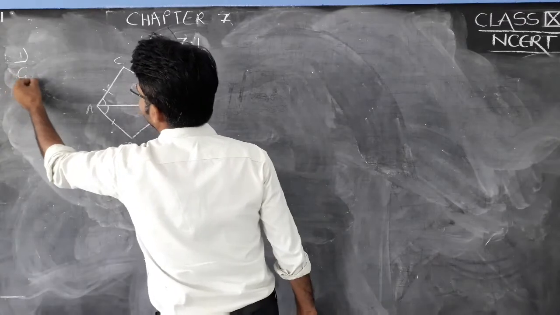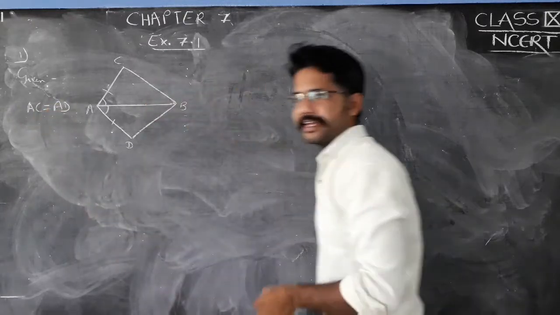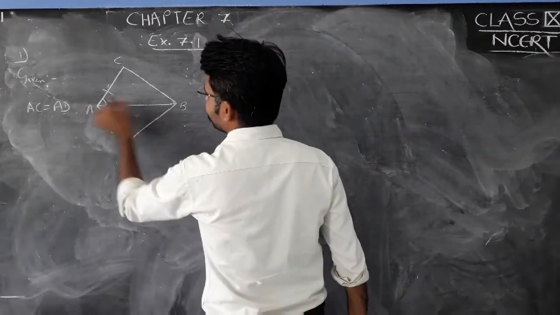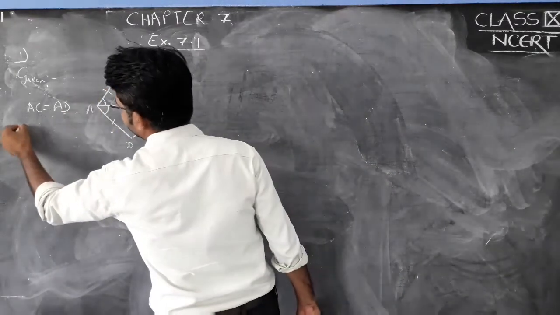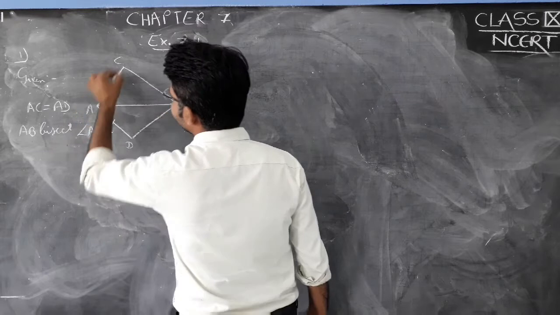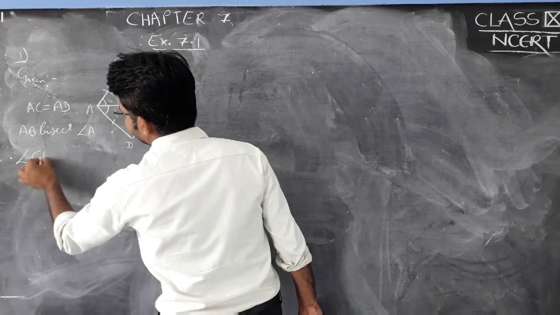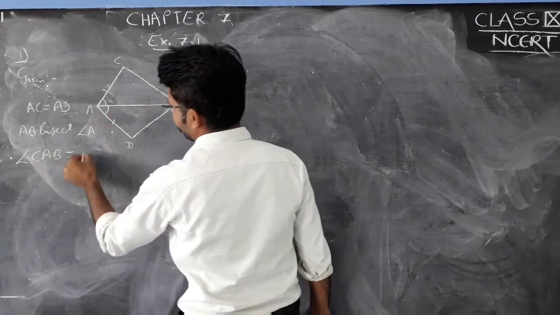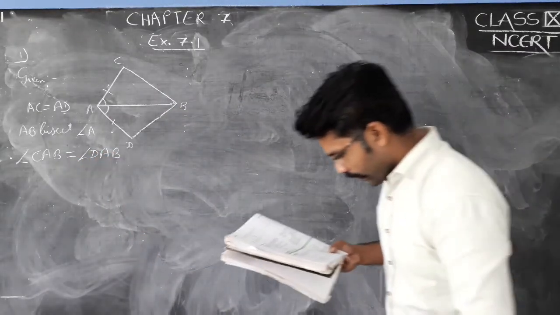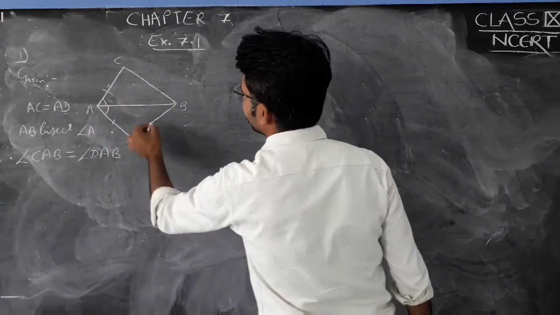So first we write the given portion. So what is given? We have AC equals AD. Second, further they have given AB bisects angle A. Line AB bisecting angle A means AB bisects the angle, which means angle CAB will equal angle DAB. Okay. What can we say about BC and BD? They have asked what we can say about BC and BD.